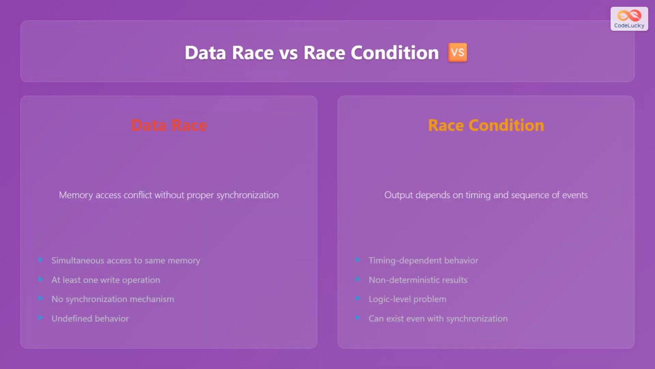It is important to distinguish between a data race and a race condition. A data race occurs when there is a memory access conflict without proper synchronization. It involves simultaneous access to the same memory location, with at least one operation being a write, and no mechanisms in place to synchronize these accesses. This leads to undefined behavior. A race condition, on the other hand, is when the program's output depends on the timing and sequence of events. This results in timing-dependent behavior and non-deterministic results. A race condition is a logic-level problem and can exist even when synchronization mechanisms are in place.